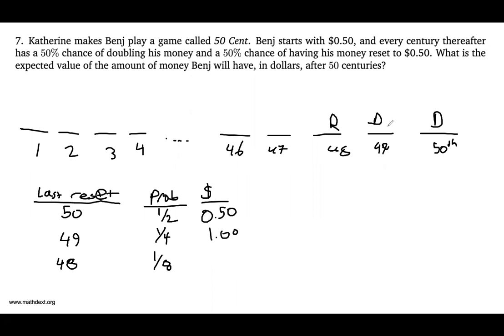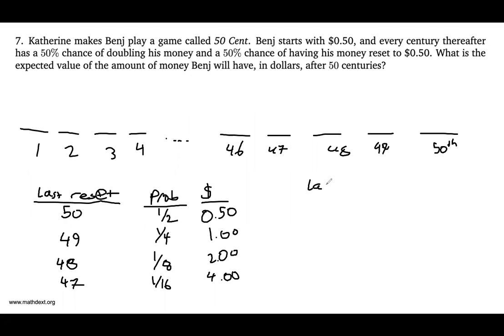Well, he resets to 50 cents and then doubles twice, so he has $2. And we can use the exact same logic for if his last reset was 47 and the probability that that happens is 1/16, and the amount of money he gets is $4, using the exact same logic. And you can sort of see some patterns forming. Like for every time you go back a slot for the last reset, the amount of money he gets doubles, but the probability that that happens halves.